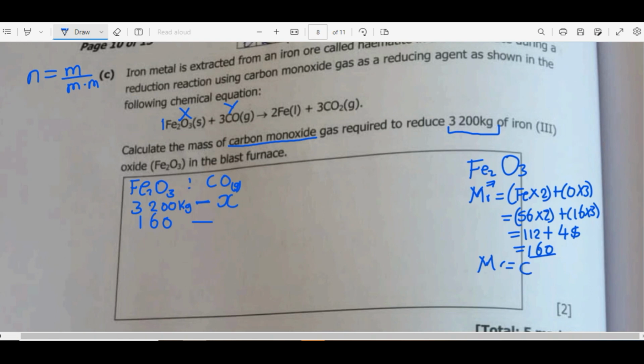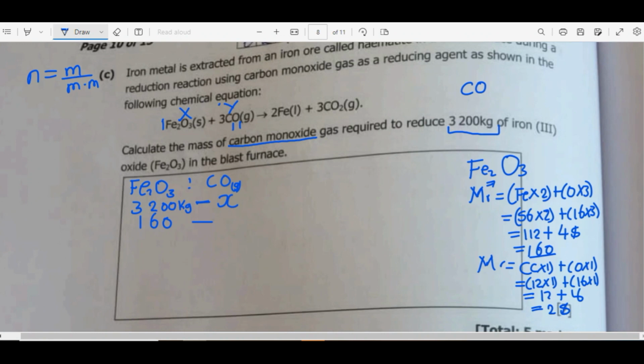Then we need to find also the relative molecular mass for carbon monoxide. In carbon monoxide, we can see there is only one atom of carbon plus one atom of oxygen. The mass number for carbon is 12 times 1 plus 16 times 1. 12 plus 16, the sum is 28. 28 is the relative molecular mass for one molecule of carbon monoxide.